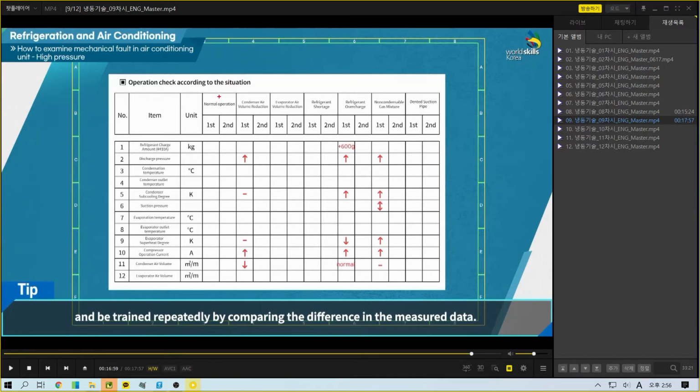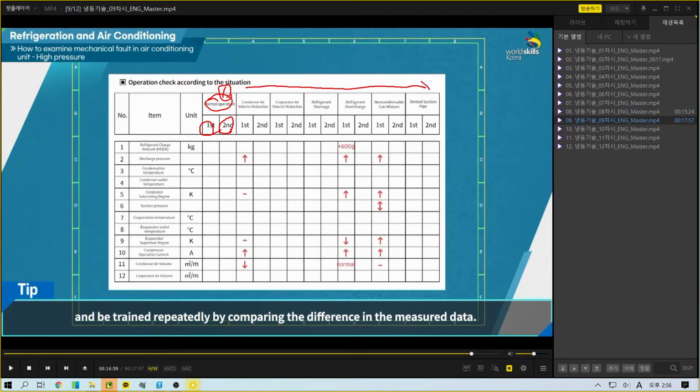The first part of the data sheet is about the normal operating conditions. So it is going to be measured 2 times.